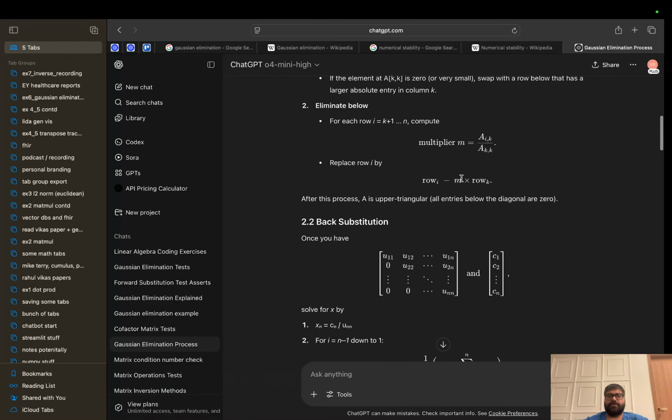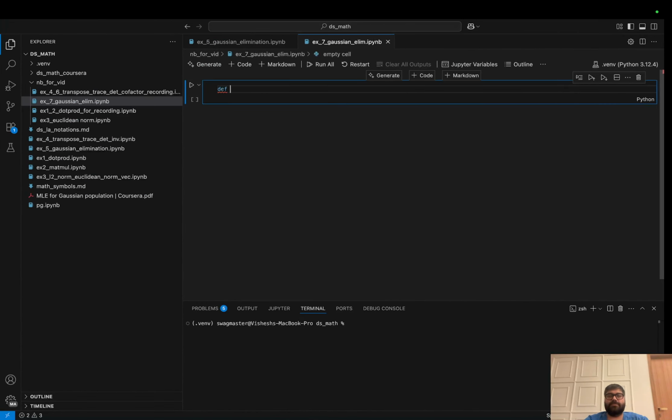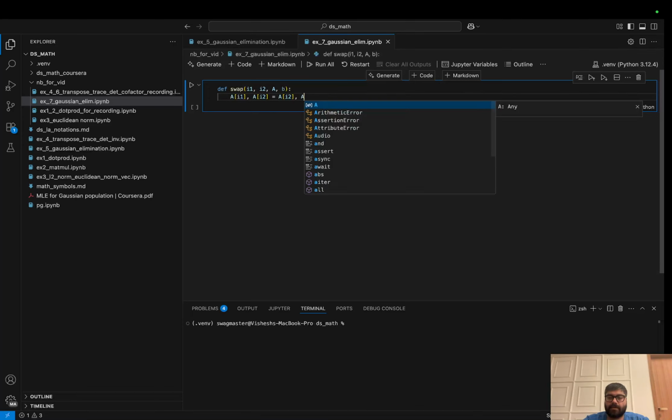So let's jump into it, okay? I'm going to start with a super simple piece, which is the swap. So I1, I2, A, B, right? This is a function I'm going to call whenever I want to swap something. It's going to be easy. I'm going to swap in place, so A[I1], A[I2] = A[I2], A[I1]. Oh, sorry, I just put I2 twice.